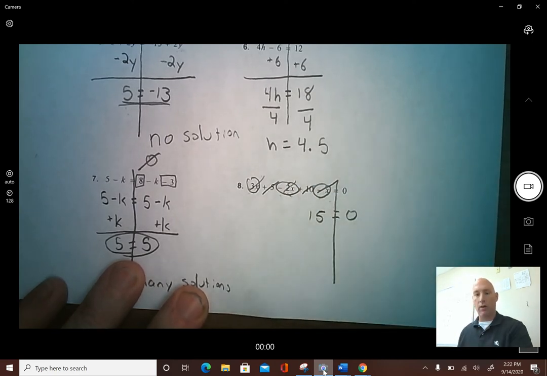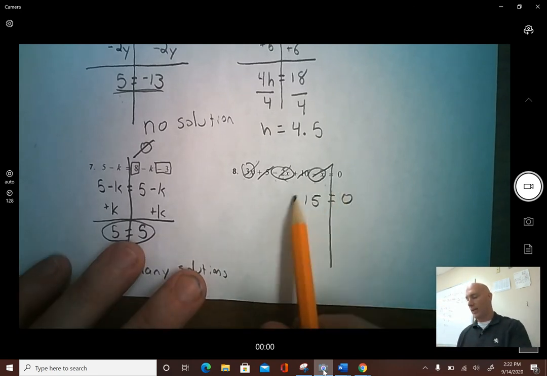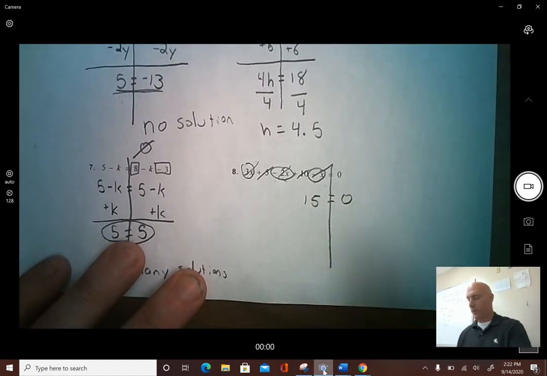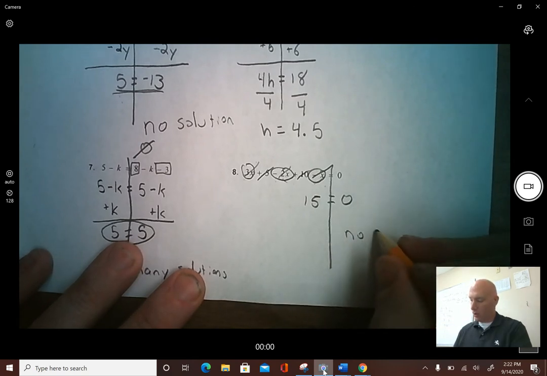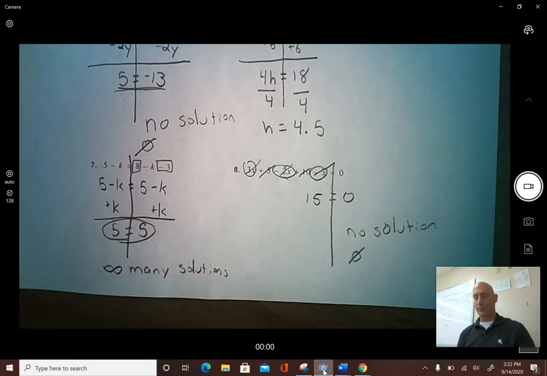Now I'm done with all those. 15 equals 0. Again, alarm bells start going off. When I get an answer like this, it tells me something. It tells me that there is no solution. Okay? Or you can use the empty set symbol. Either one. All right. That takes us through 1 through 8.